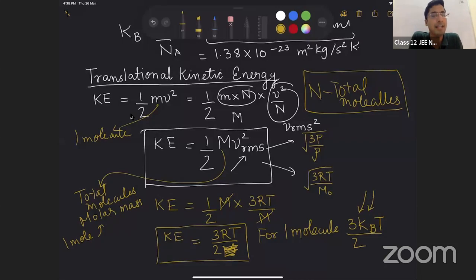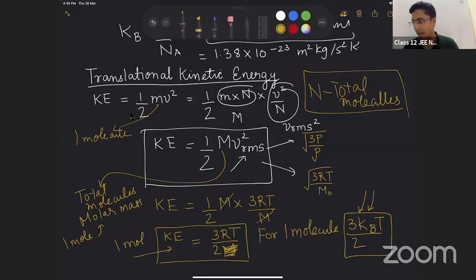R and T are the gas constant and the temperature. Yes, Prashant, I cancelled the M. Thanks for pointing it out, right? So for 1 mole, the kinetic energy for a single monoatomic gas is 3 RT by 2. For 1 molecule, it is 3 by 2 kb into T.